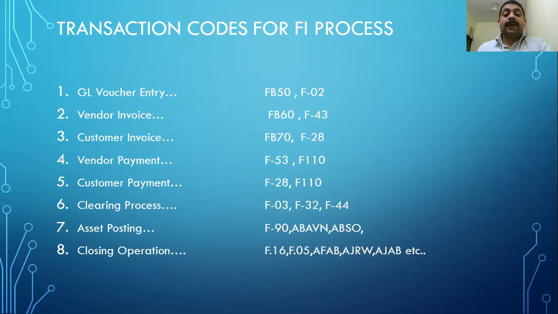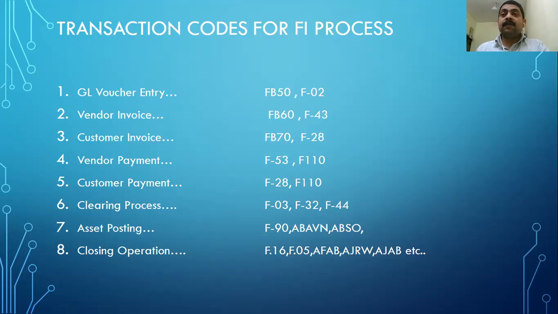Asset posting. Some fixed assets are purchased from a vendor. For that, the transaction code F-90 is used. If direct costs are booked directly on the asset in the asset module only, then we need to use ABSO. ABUMN is used for transferring assets from one asset to another. This is basically used in case of transfer or retirement.